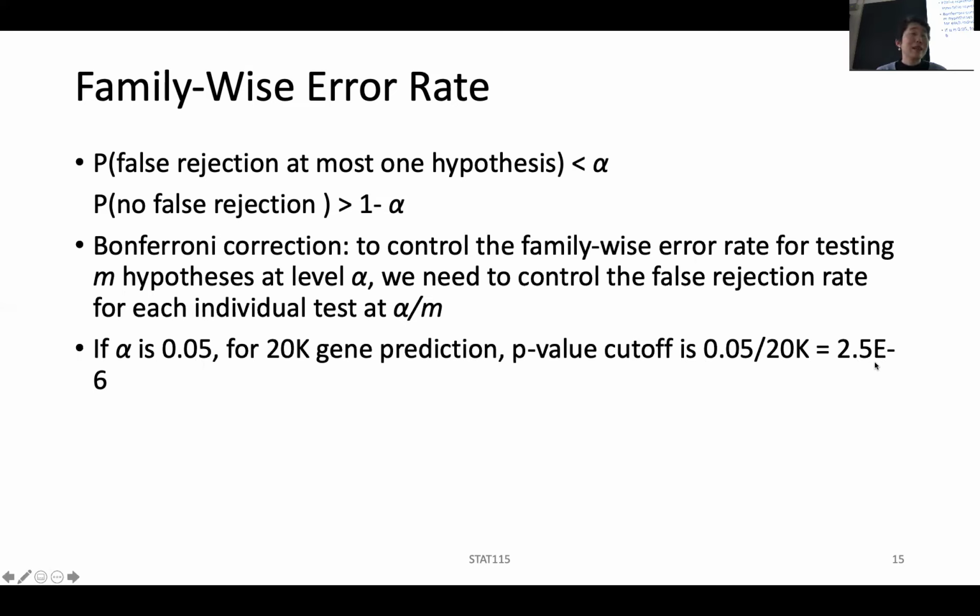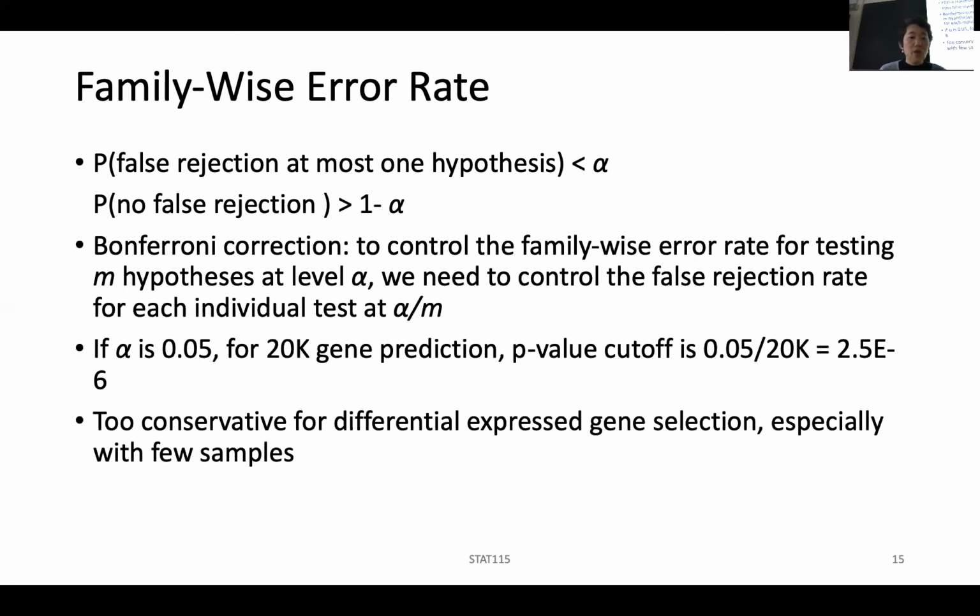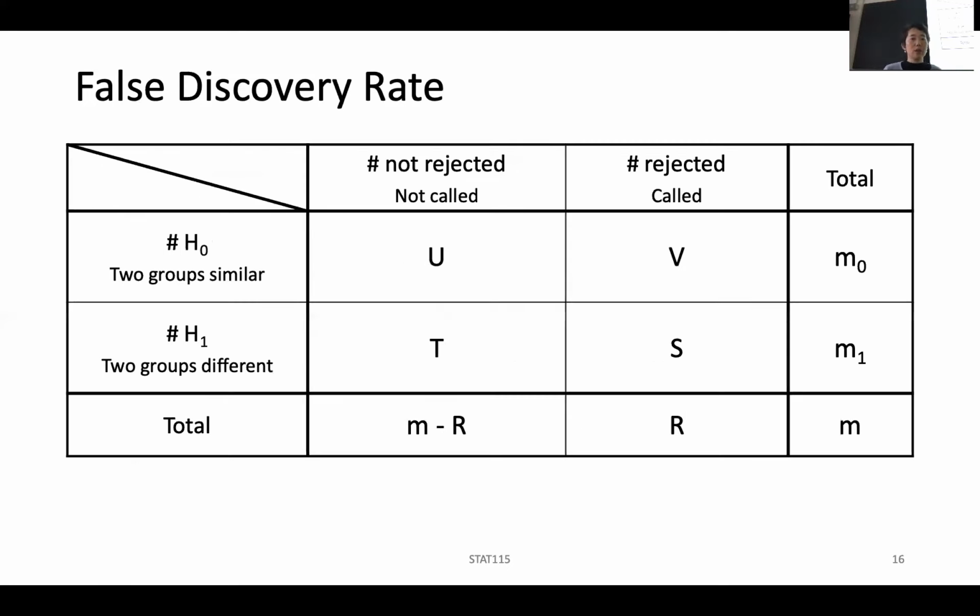And so sometimes when you don't have so many replicates, or the data is fairly noisy, you may not be able to see any genes to be differentially expressed, at least at this cutoff. So this is too conservative in terms of multiple hypothesis testing correction. And so what has been used is this other concept called false discovery rate.